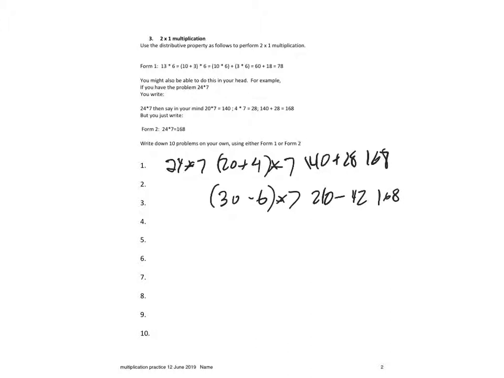This is particularly useful if you have something like multiplying by 49. 49 times 7 comes up when you're cubing. So we think of that as 50 minus 1 times 7. So that would be 350 minus 1 times 7, 7, equals 343.